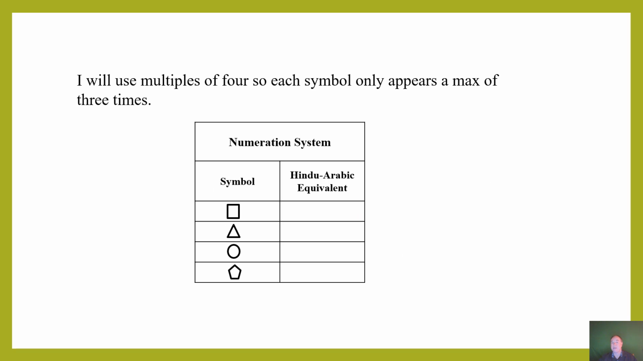Now, back to my system. I will use multiples of 4, so each symbol only appears a max of 3 times. So my first symbol is going to represent 1. I let the square be 1, and then I multiply by 4. So I get 4, 16, 64. So my pentagon is 64, my circle is 16, and the triangle is 4.